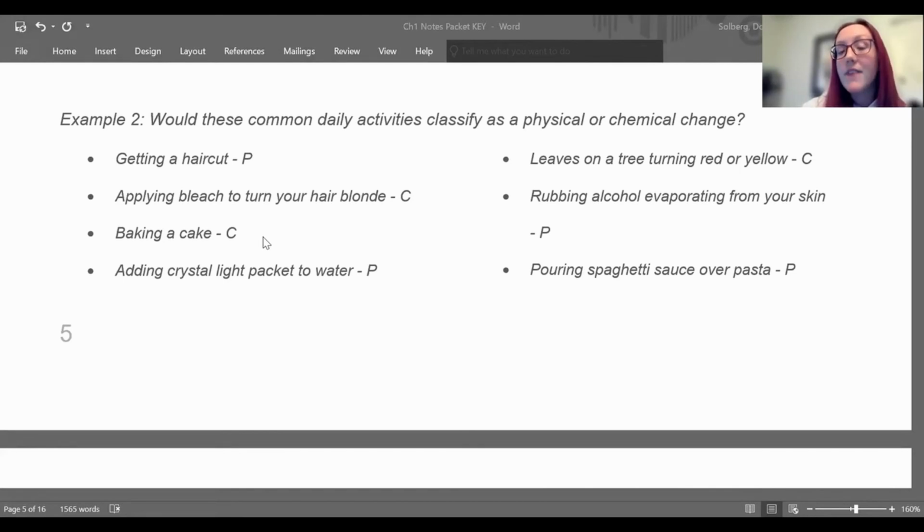Rubbing alcohol evaporating from your skin would be physical. Evaporation is just turning from liquid into gas. That would be a phase change, so it's physical. And pouring spaghetti sauce over pasta, I didn't make any chemical alterations. That would also be a physical change.